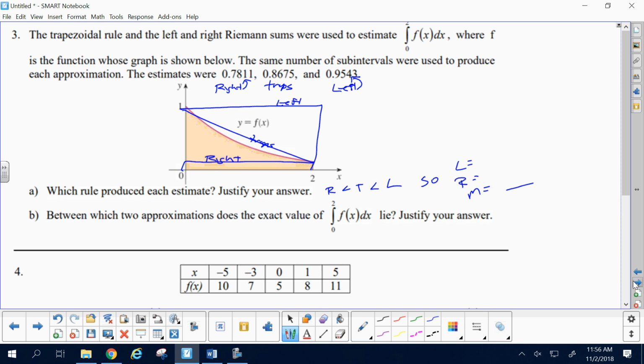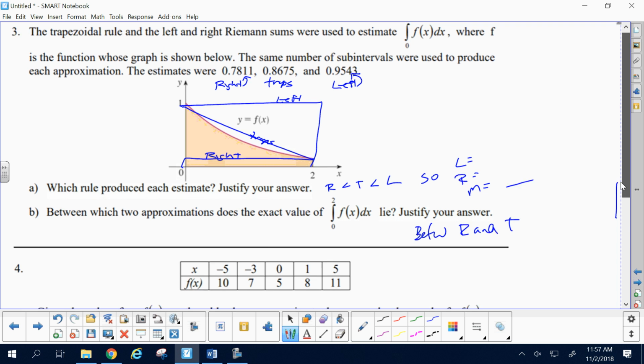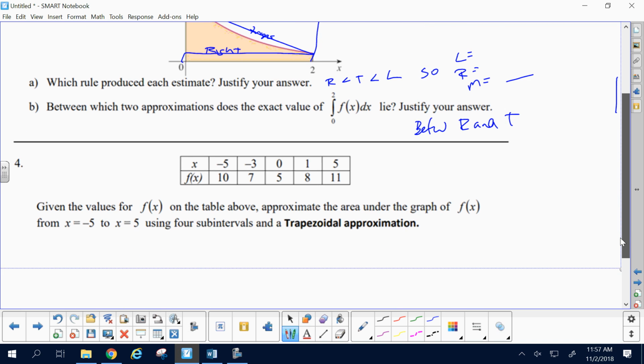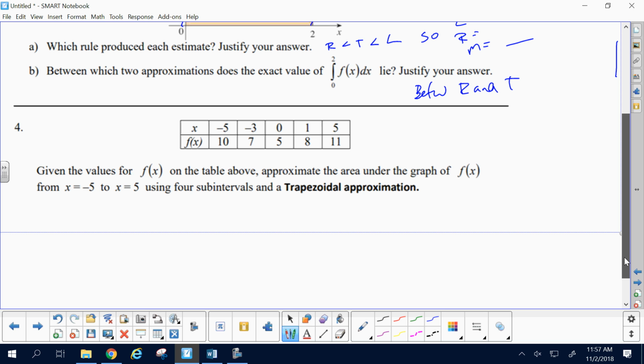Which two approximations does the true value lie between? Does it lie between right and traps? Obviously it lies between right and left, but I think they want a little narrower window. So what did you say? Right and traps. Right is an underestimate, trapezoids is the lesser of the two overestimates, and so the smallest window would be between right and trap. Cool? Although left and right would be true. It feels like you wussed out.